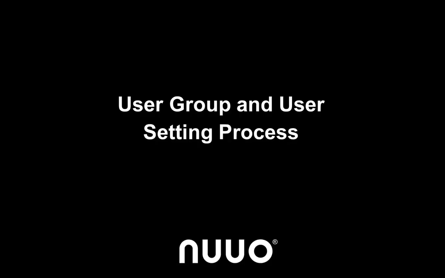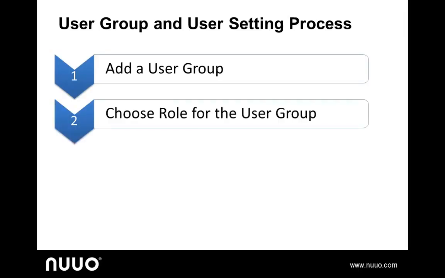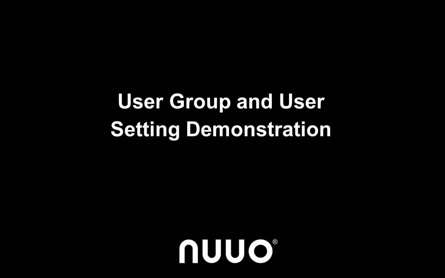Next, let's review the process for user group and user settings. We need to add a user group, choose a role for the user group, assign the login schedule, and add a user under the user group. Now, let's go to the user group and user settings demonstration.